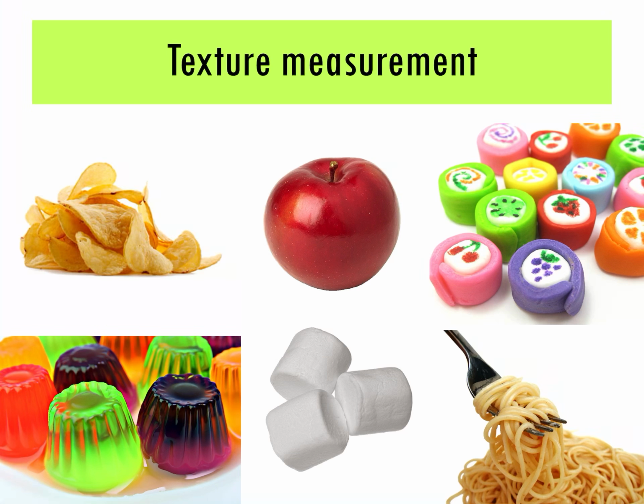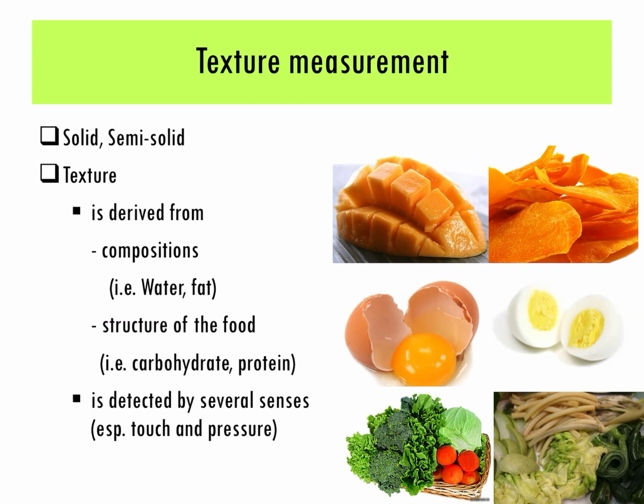Texture measurement is an important characteristic for solid and semi-solid food. Solid and semi-solid foods have their own texture depending on the food composition. For example, fresh mango has about 90% moisture content, and dry mango has about 10-15% moisture content. Do you think that they have the same texture?